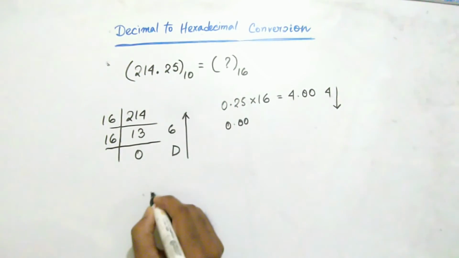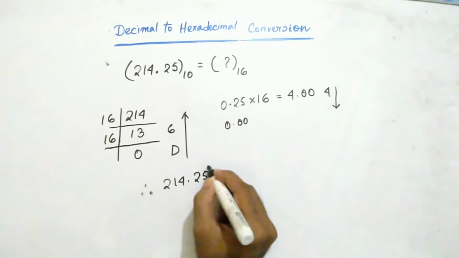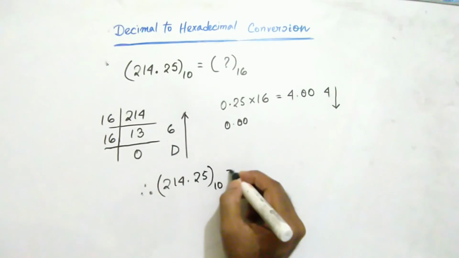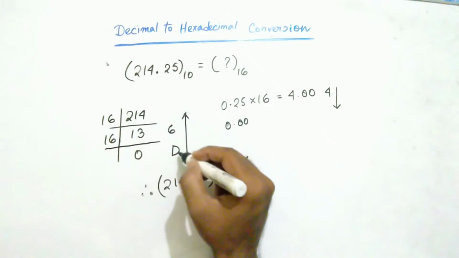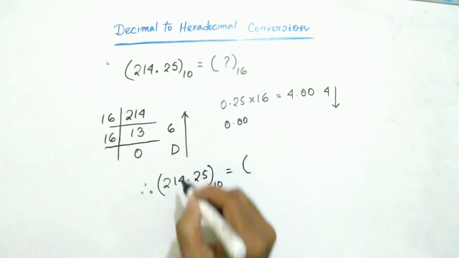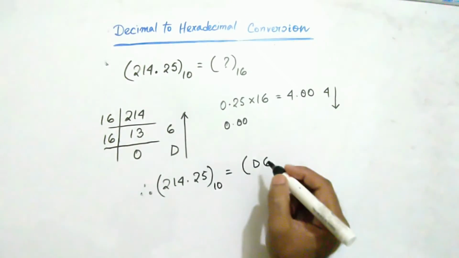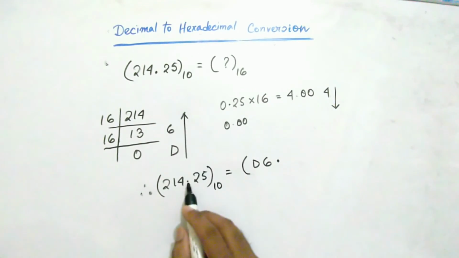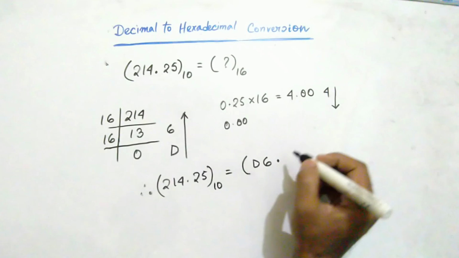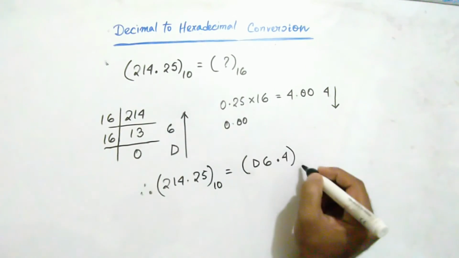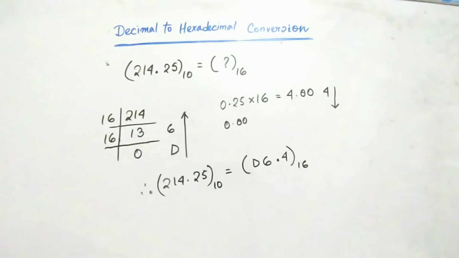Therefore, we are given the number 214.25 in decimal, and the hexadecimal equivalent of this number is, first, the hexadecimal equivalent of 214, which is D6 from bottom to top order, and then we write down the fractional part we have obtained here, which is 4. So D6.4 is the hexadecimal equivalent of the given decimal number 214.25.